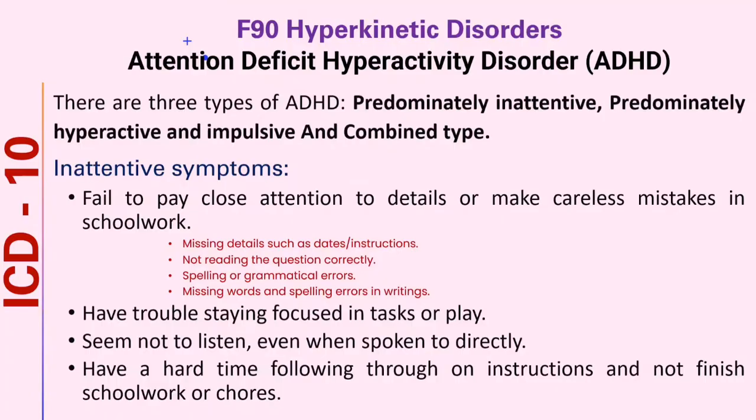In inattention, the child fails to pay close attention to details or makes careless mistakes in schoolwork. The examples are missing details such as dates, instructions while writing, not reading the question correctly and answering the question before completely reading it, spelling or grammatical errors, missing words and spelling errors in writing. These are because of inattention. These are not because of a specific disorder of language or writing.